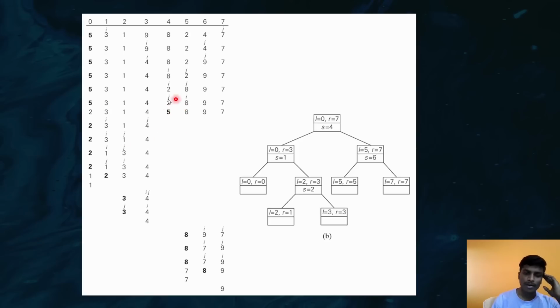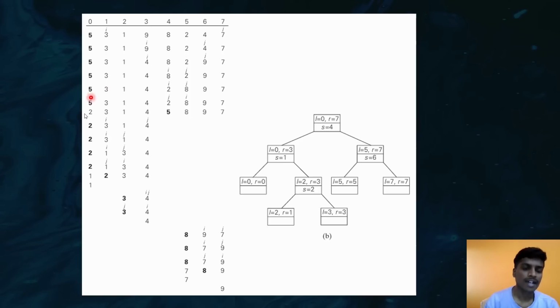Now the exact position of 5 is the fourth index. It is correct because when we partition this, we get 2 3 1 4, and putting it from left to right, 1 2 3 4 5, it is the exact position of 5. So the fourth index has the element 5, which is exact.